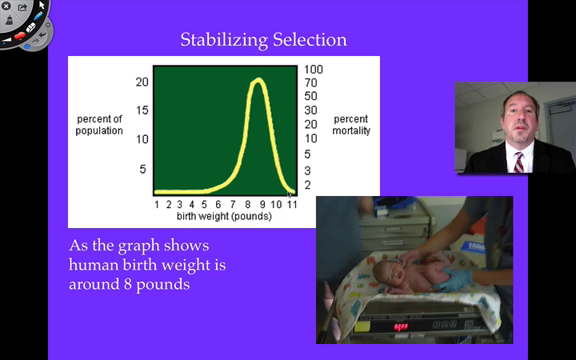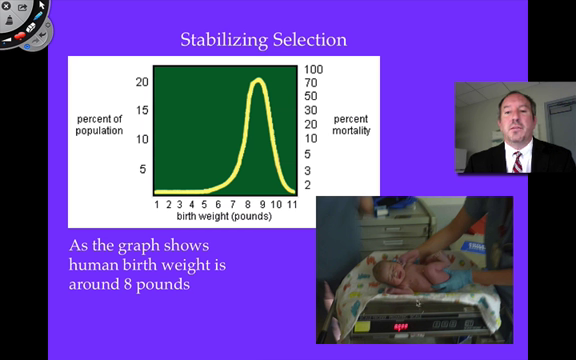But think about this. For generations and generations of the past, for humans, if a baby was born very low weight, they may not survive. And if a baby was really big, they may not survive either, maybe even taking the mother out during the birthing process. And so mothers that had low birth and high birth were sort of selected against. And so human birth weight is really around 8 pounds.